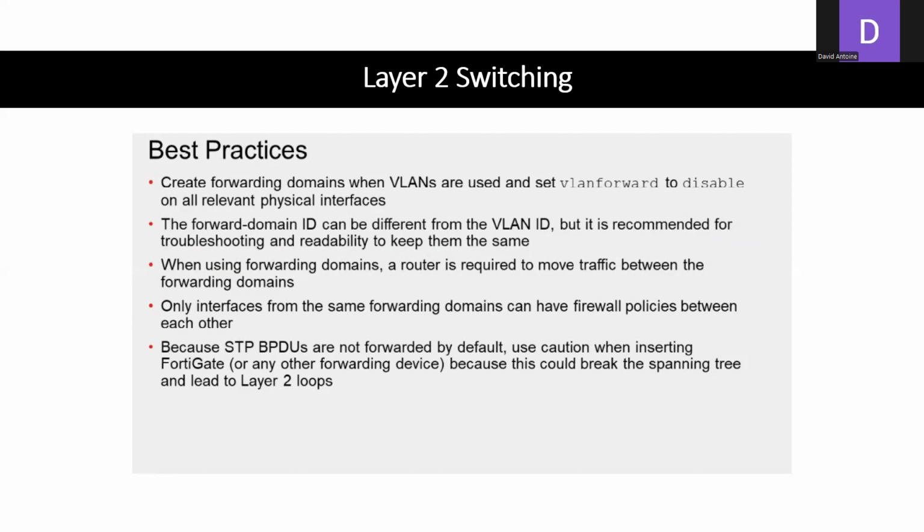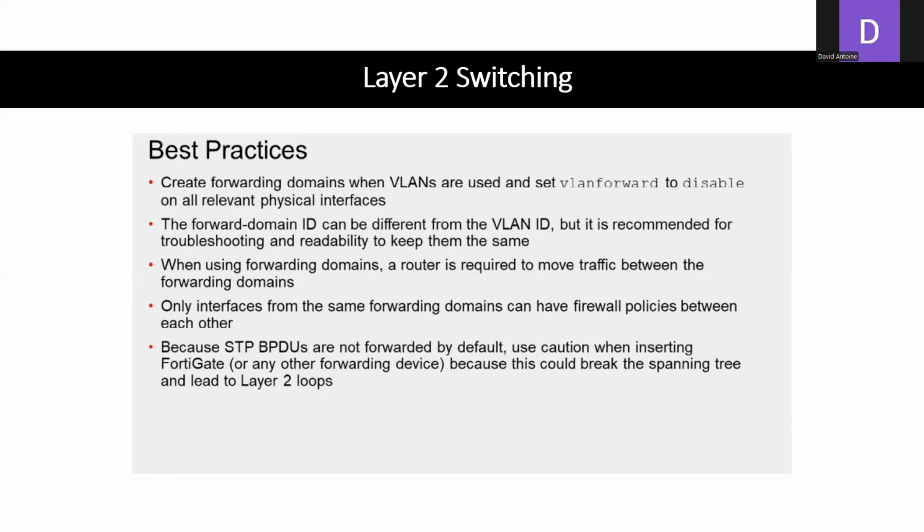But for the sake of this, and if you guys go back on the recording, I'm going to name off these best practices from Fortinet. Of course, create broadcast domains. I'm not going to call it forwarding domains. Create broadcast domains when VLANs are used and set VLAN forward to disable on all relevant physical interfaces. The broadcast domain ID can be different from the VLAN ID, but it is recommended for troubleshooting and readability to keep them the same.